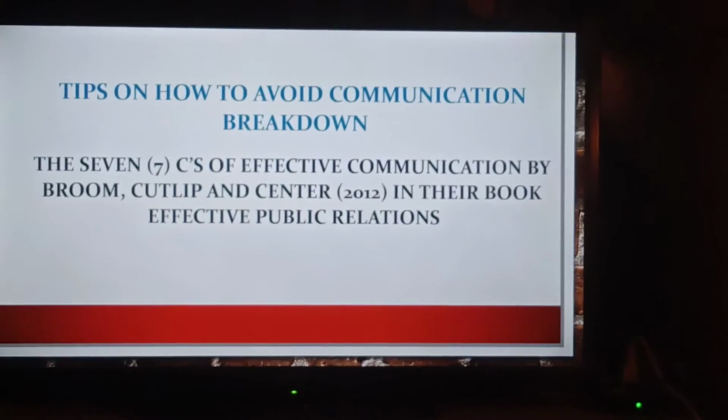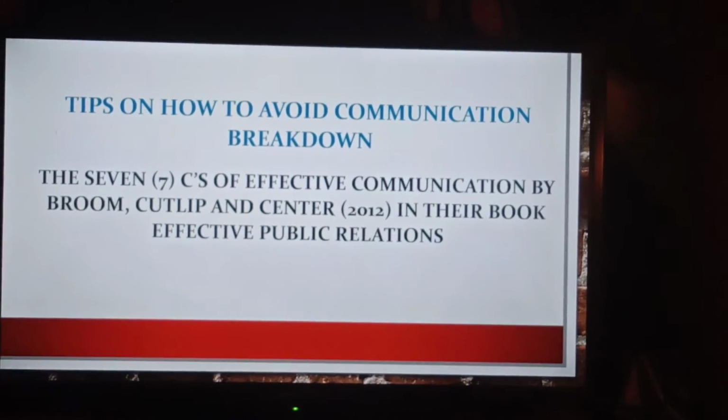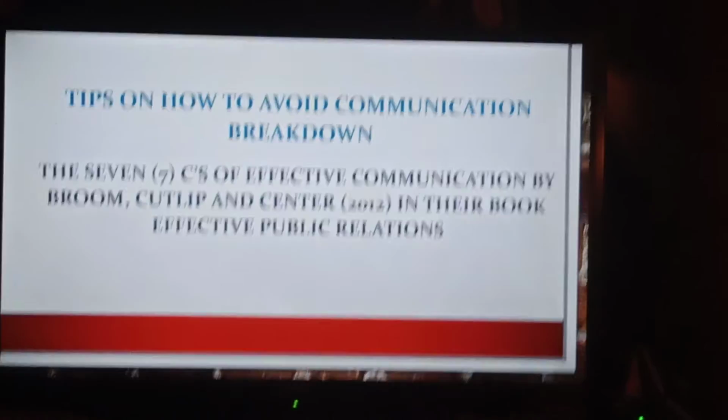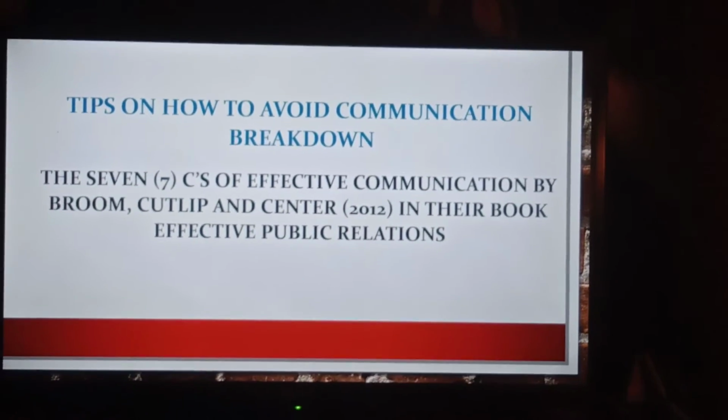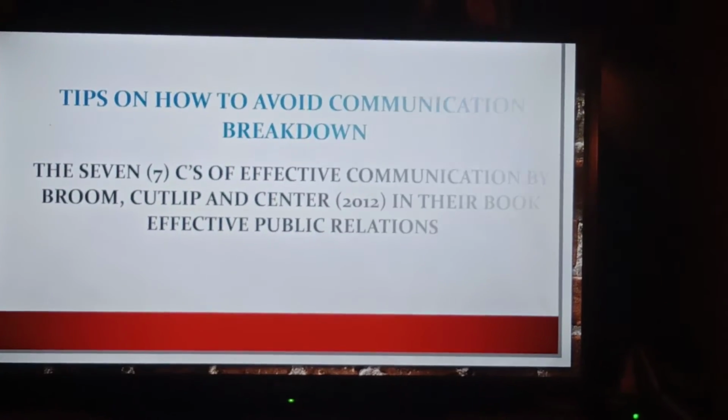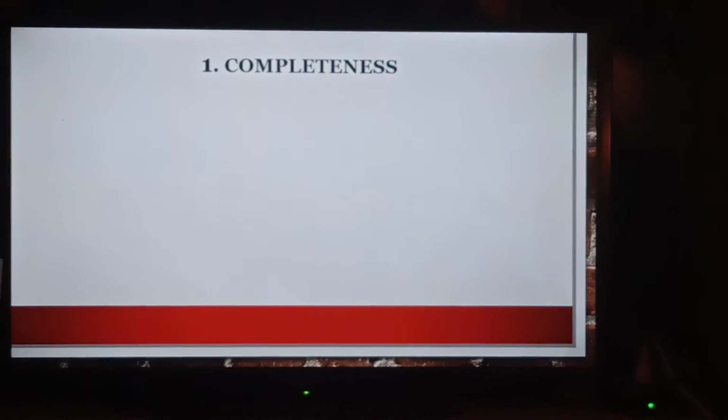They shared the 7C's of effective communication, which are 7 that begin with the letter C. Okay? The first C is completeness. Every time we communicate with other people, be sure that your message or information is complete. Otherwise, if it is lacking in information, that could cause miscommunication or misunderstanding.